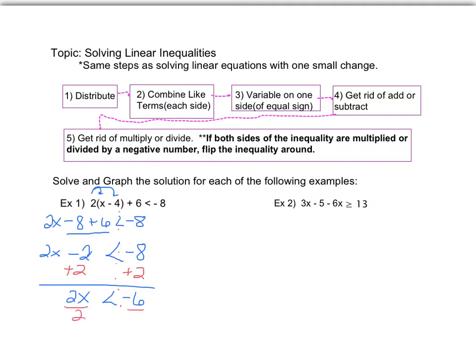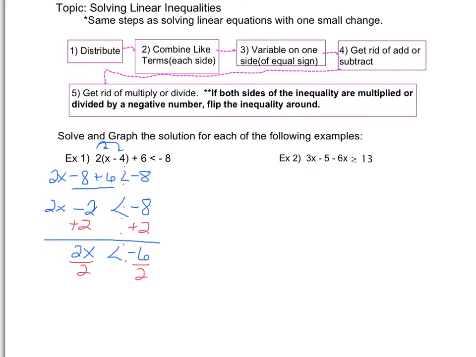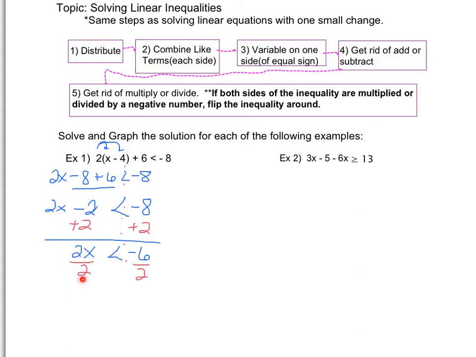I remember that on my next step, that's when there's a possibility for things to change. But I notice the only thing I have to be aware of is if I multiply or divide both sides by a negative. Well, I divided both sides by a positive 2. So nothing changes, my inequality does not change, and I'm left with x is less than negative 3.